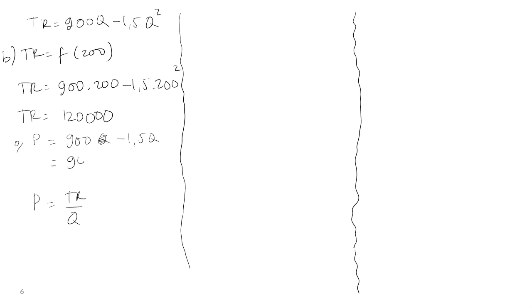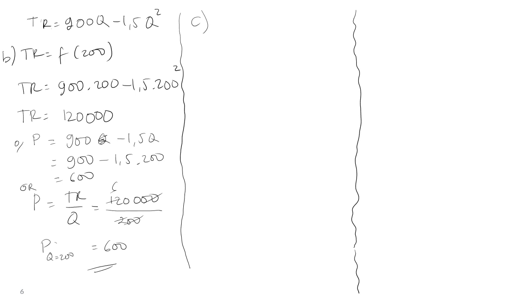If you put here 900 minus 1.5 times 200, that will give you 600, and this is also the same as 120,000 over 200, so 600. Yeah, so that's the same. P at Q of 200, right?